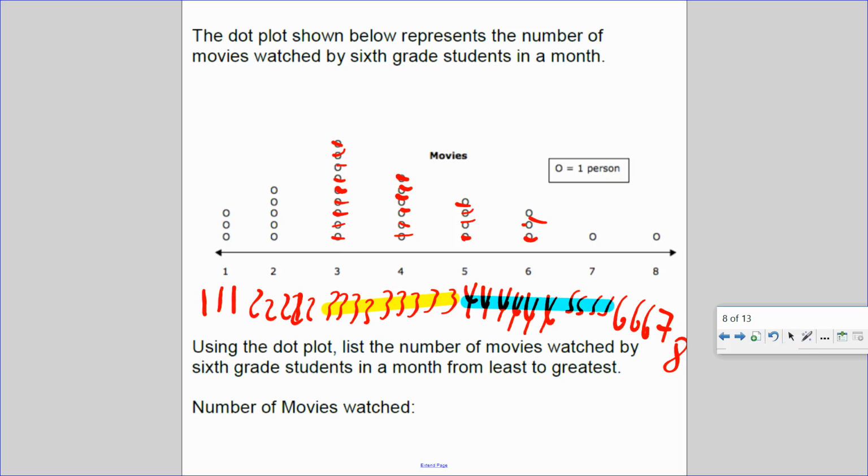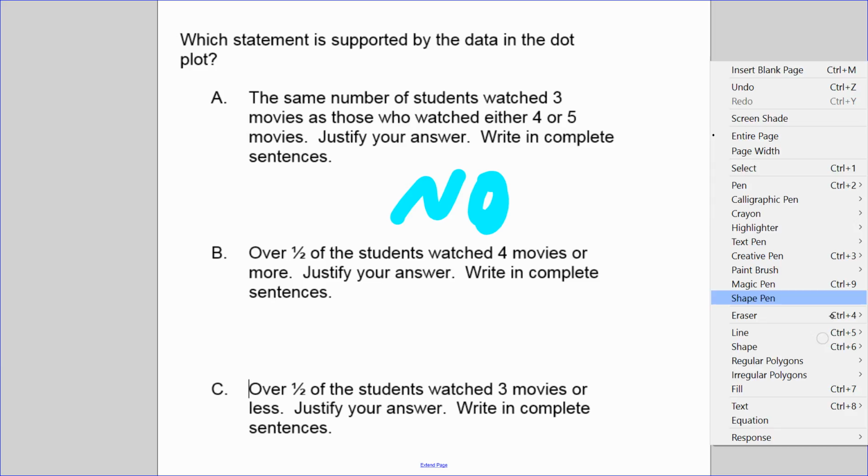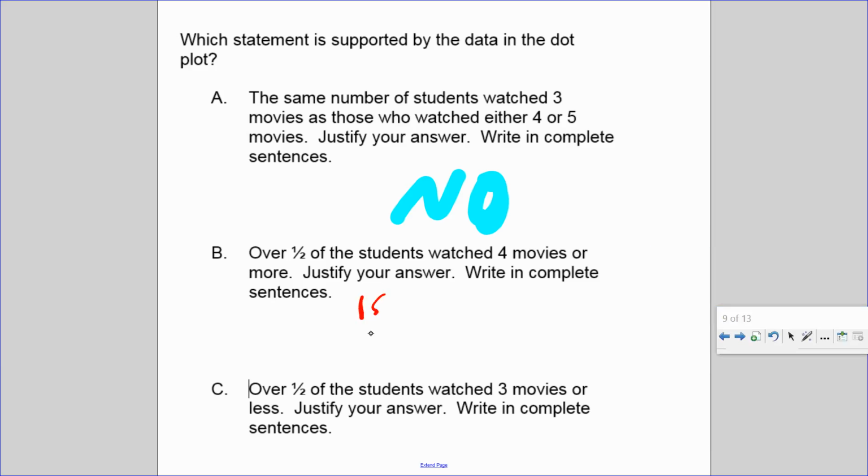Let's see if that is true. 4 or more. So it's all of these. That's 1, 2, 3, 4, 5, 6, 7, 8, 9, 10, 11, 12, 13, 14, 15 people. And if I count all of those numbers, I believe there are 32. So 15 out of 32. Is this over half or less than half? Let's think about it. Half of 32 is 16. So this is less than half. So that is no. It is actually less than half of the students watch 4 movies or more.